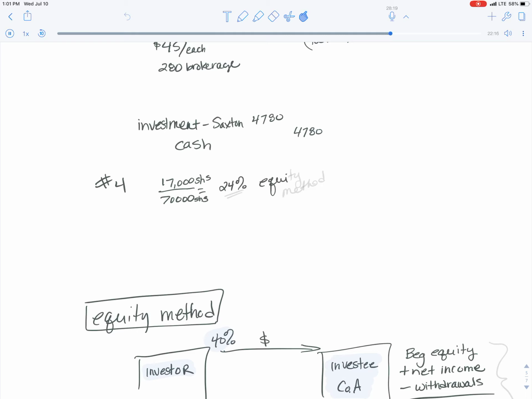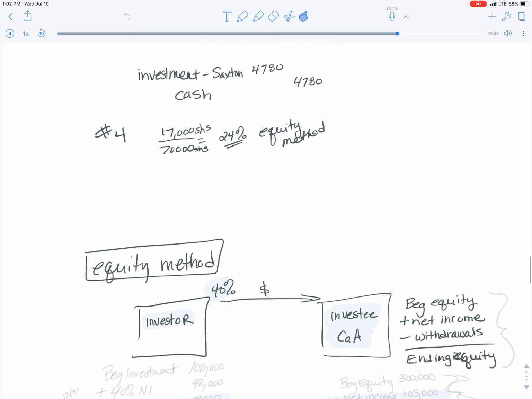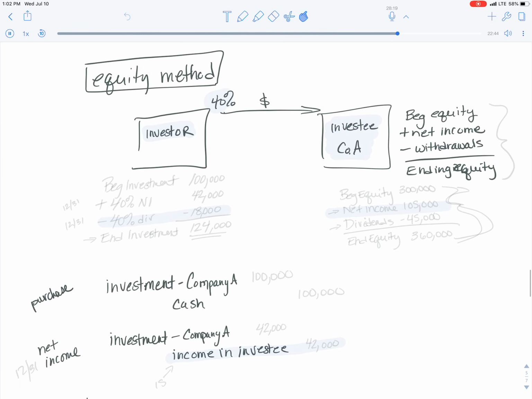So in this case, we would use the equity method because it's more than 20% but less than 50. Okay? So if we have a situation where we're going to own a company more than 20% less than 50, we've got to use the equity method. One thing I want to be clear on is what's happening with the equity on the investee side.